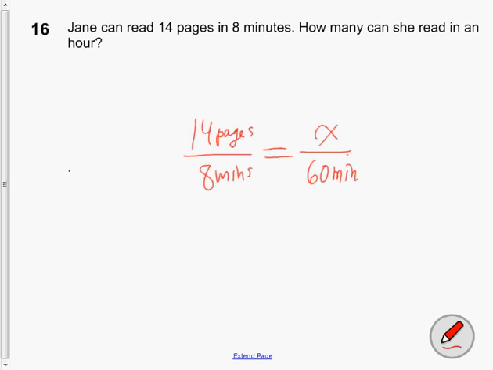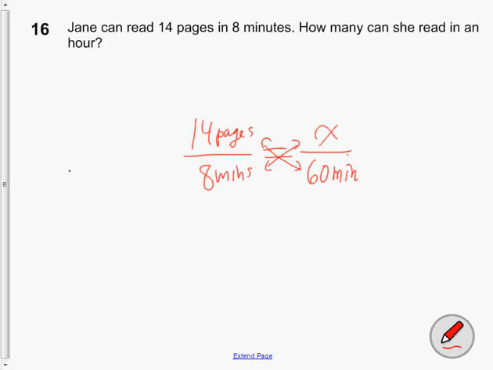The first one is to determine what the multiplier was to 8 to get 60. In this particular case, I don't know, and I don't really care because it's too hard for me to think that way. The other thing is I could break it into a unit rate of how many pages in 1 minute, and then I could get it back up to 60 minutes. That's a second option. But with proportional reasoning, the easiest method is to simply use the cross multiplication method here.